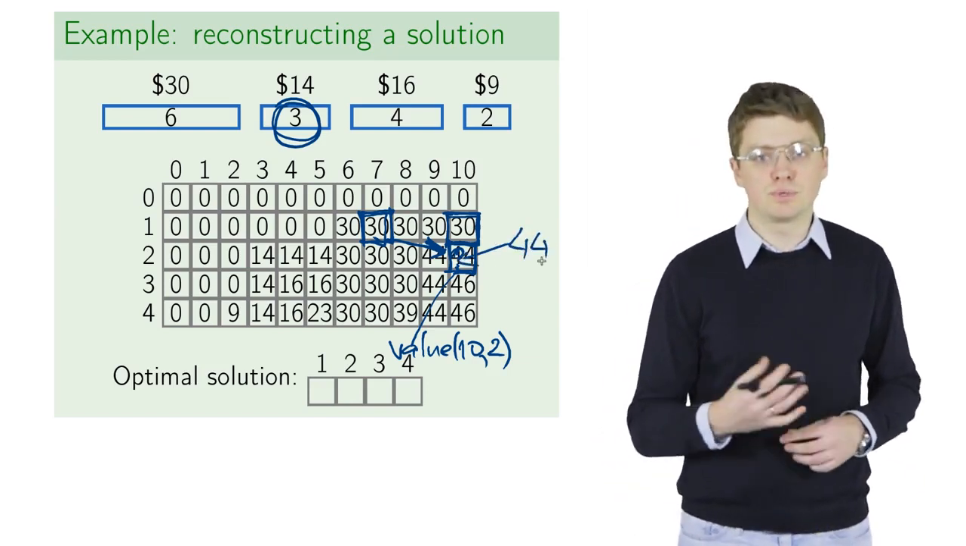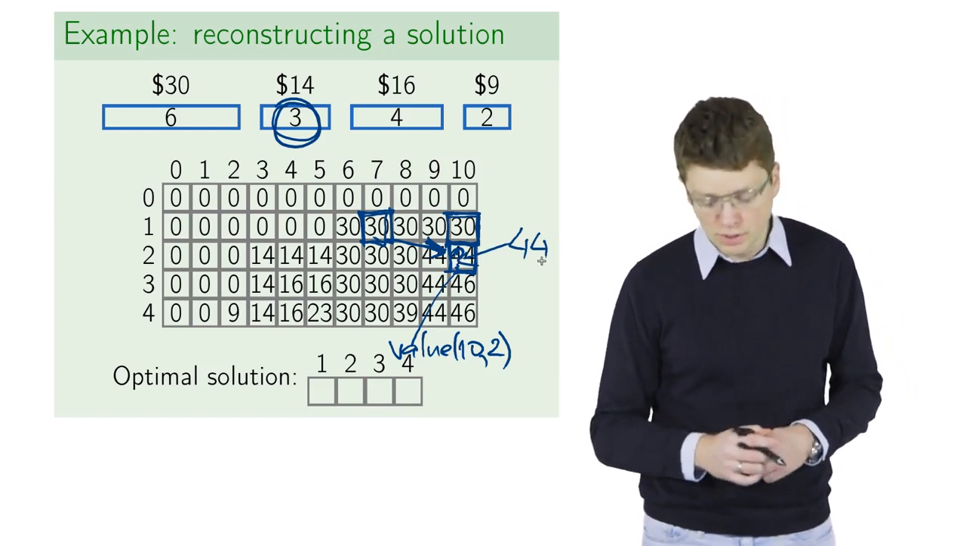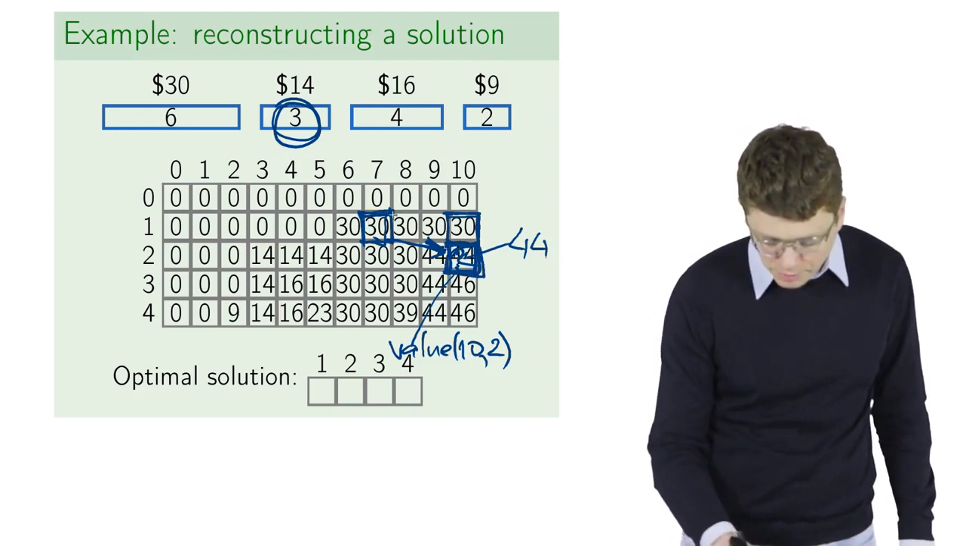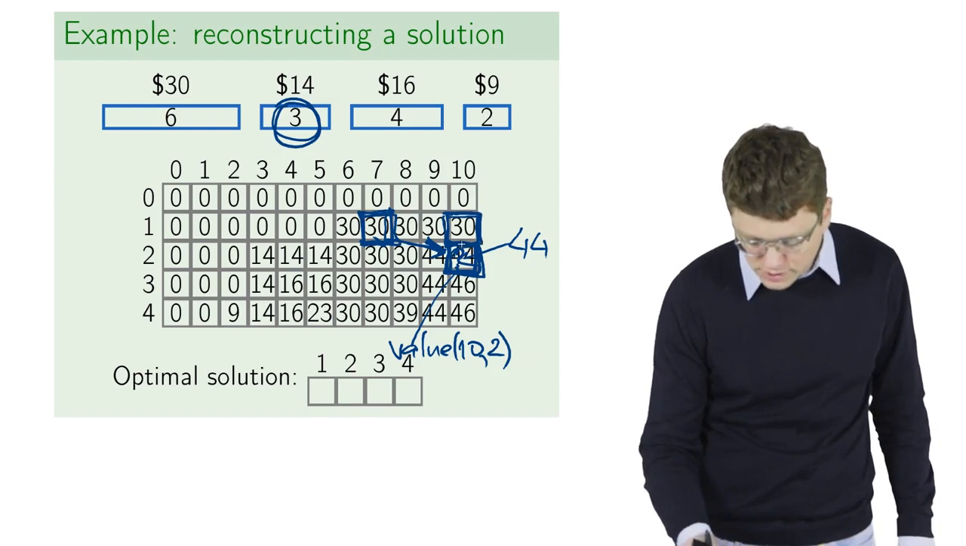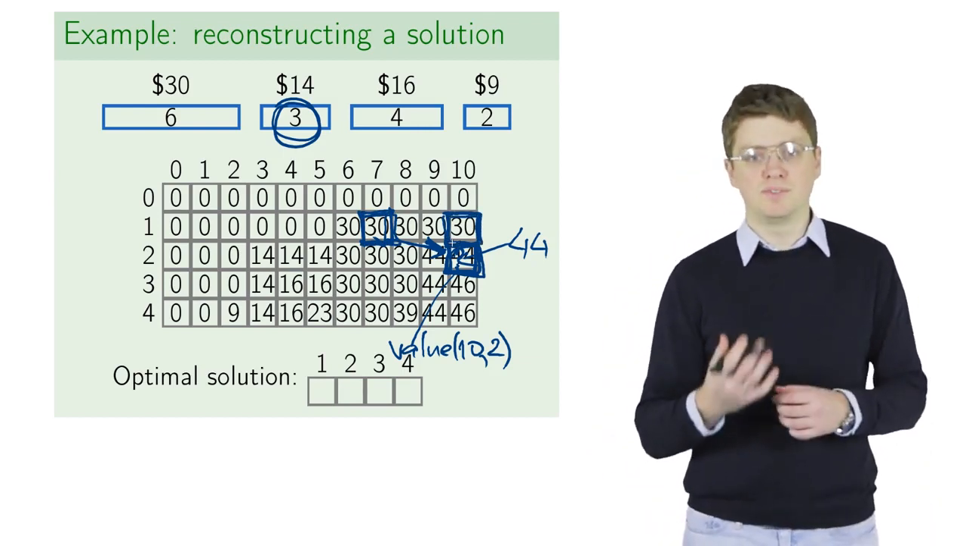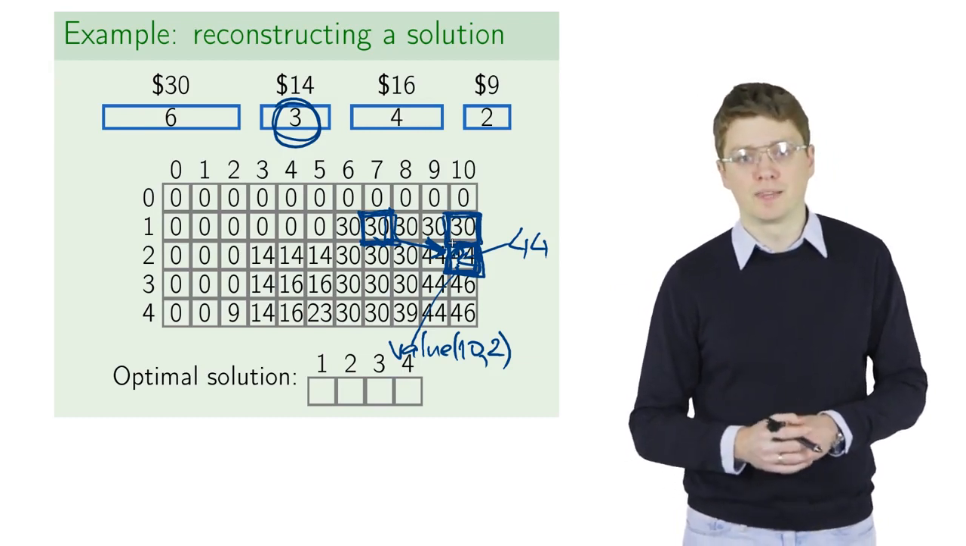And also for this reason, we fill this matrix row by row. So note that when we need to compute the value of this cell, we already have computed the value of these two cells. So that's why we fill our matrix exactly row by row.